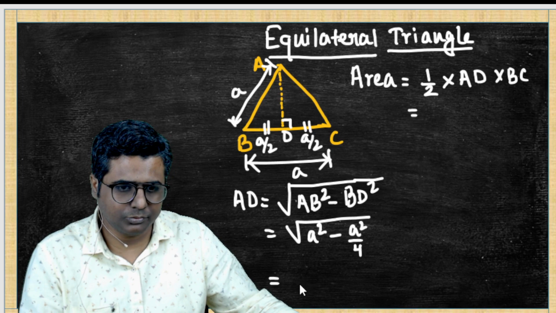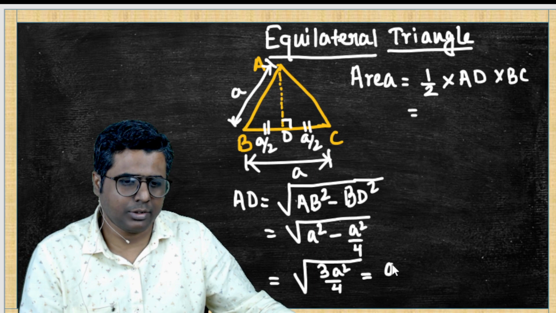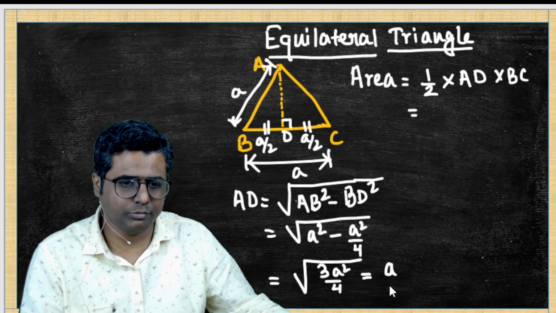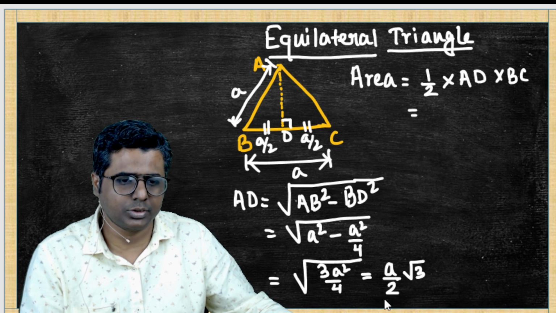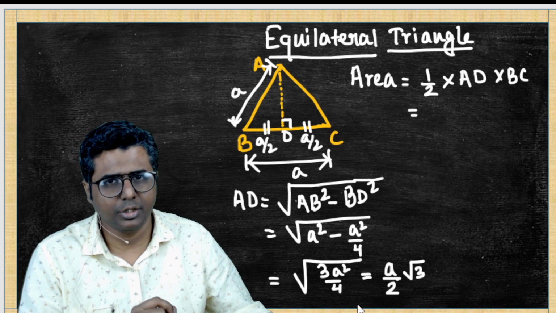So if you calculate this, this will come out to be root over 3 A square by 4. So you can take only A outside, out of A square. If you do square root, this 2 will go outside, and root 3 will remain inside the root, right? 3 will remain inside the root.